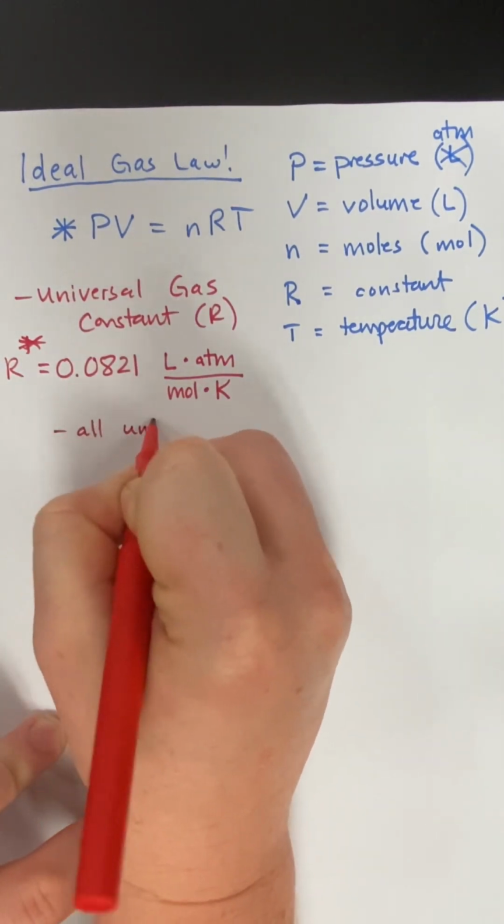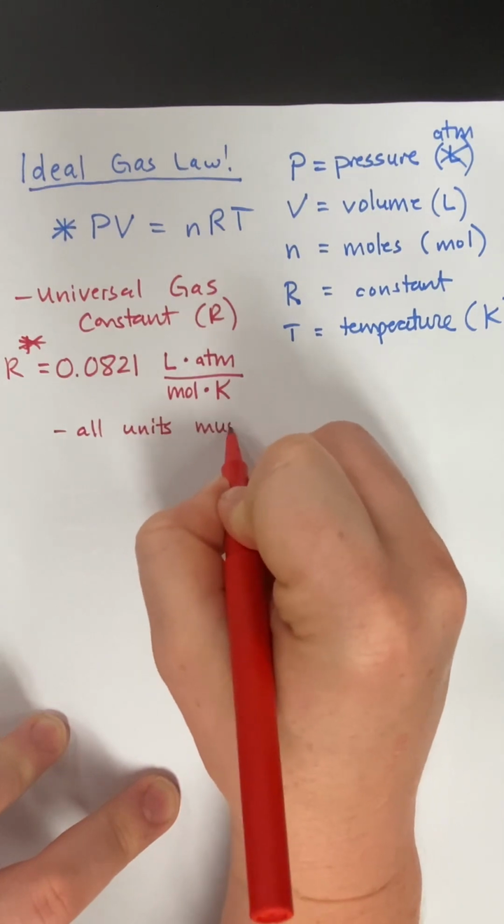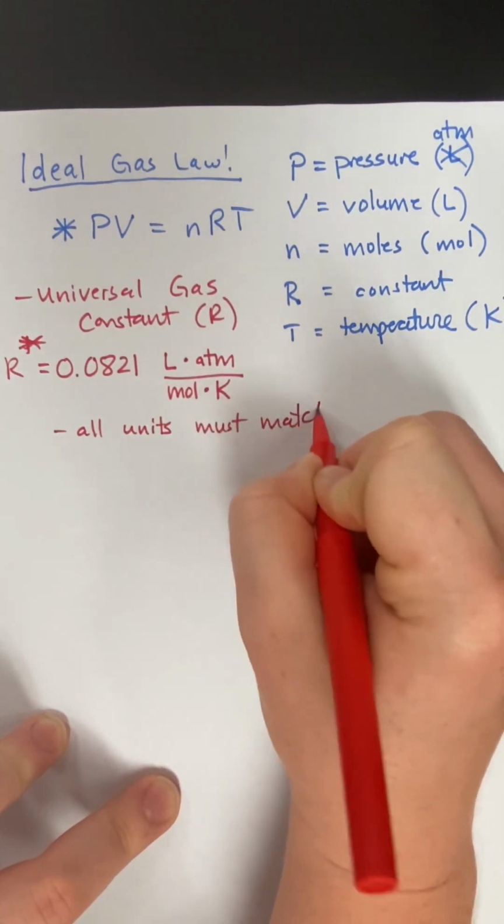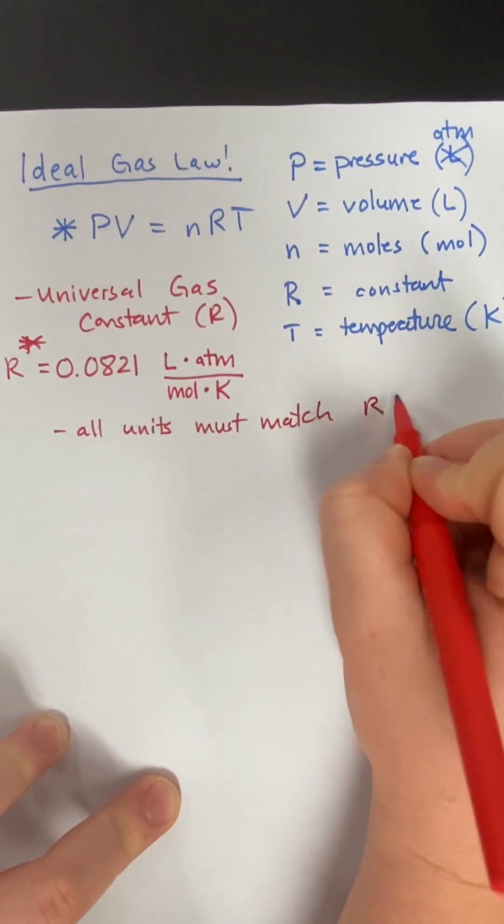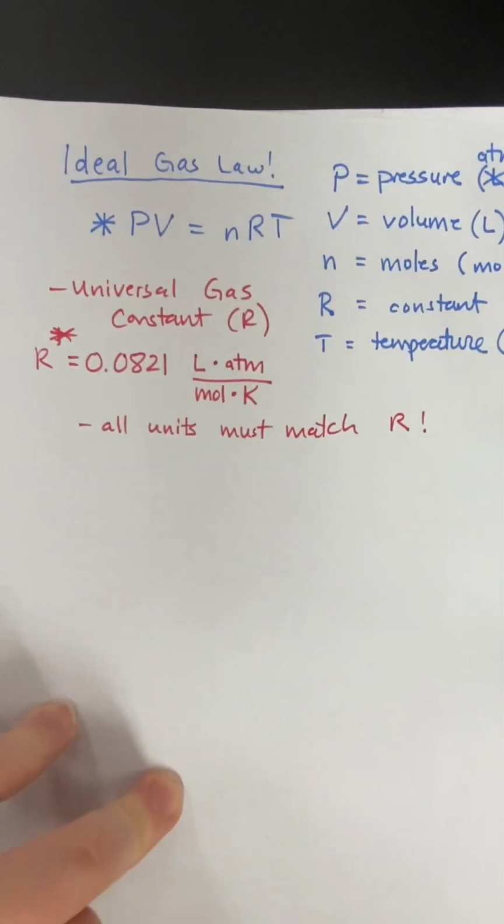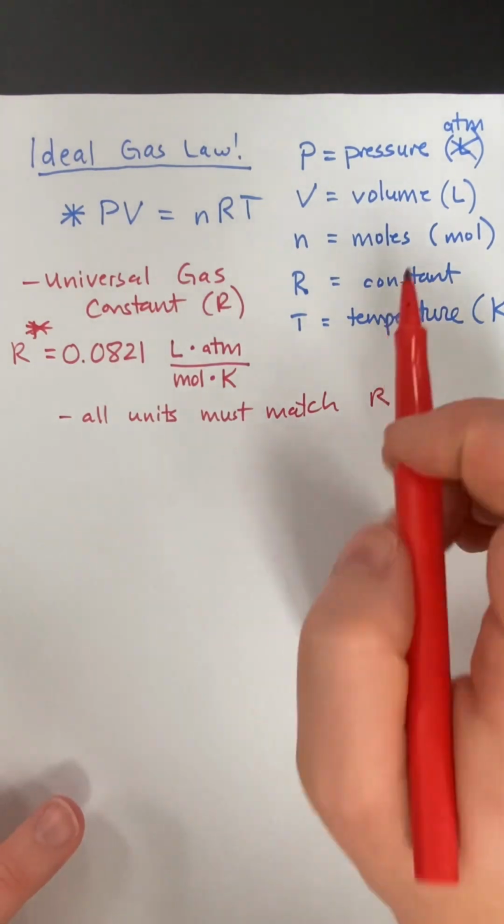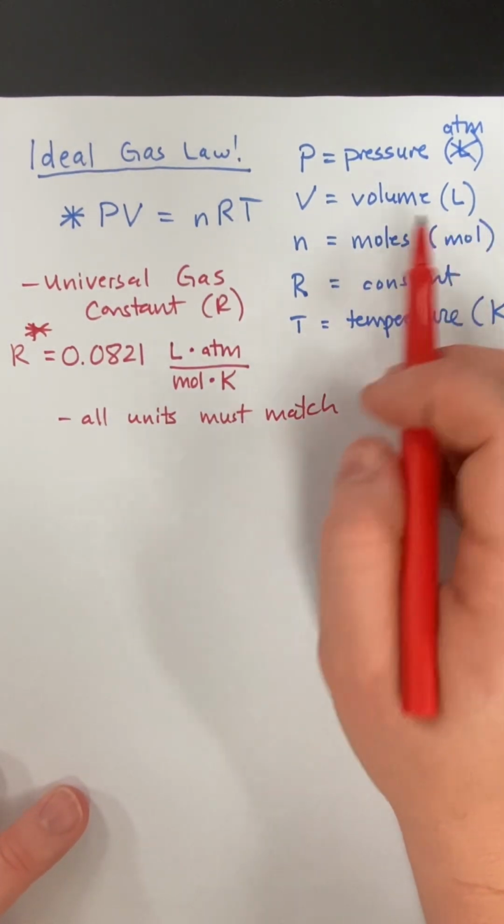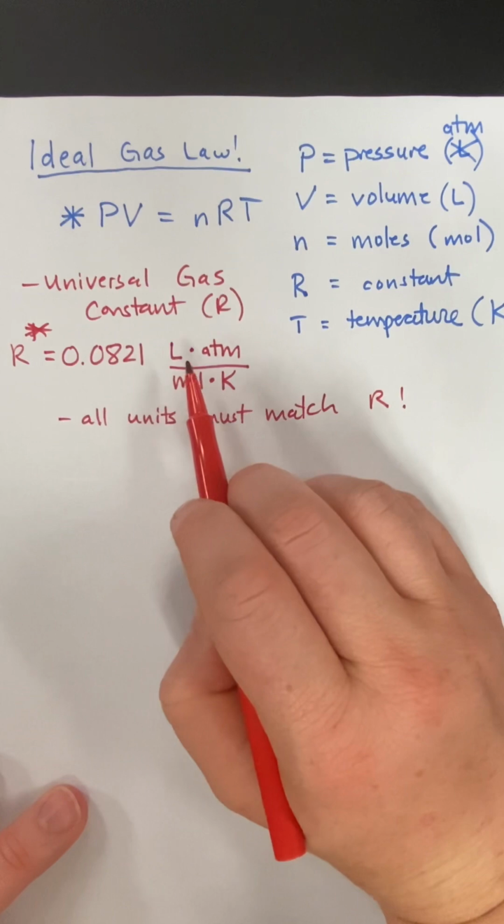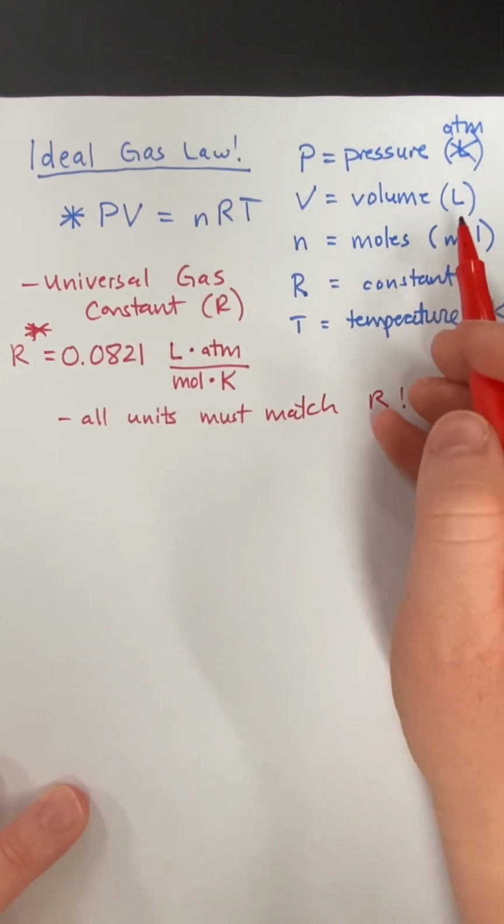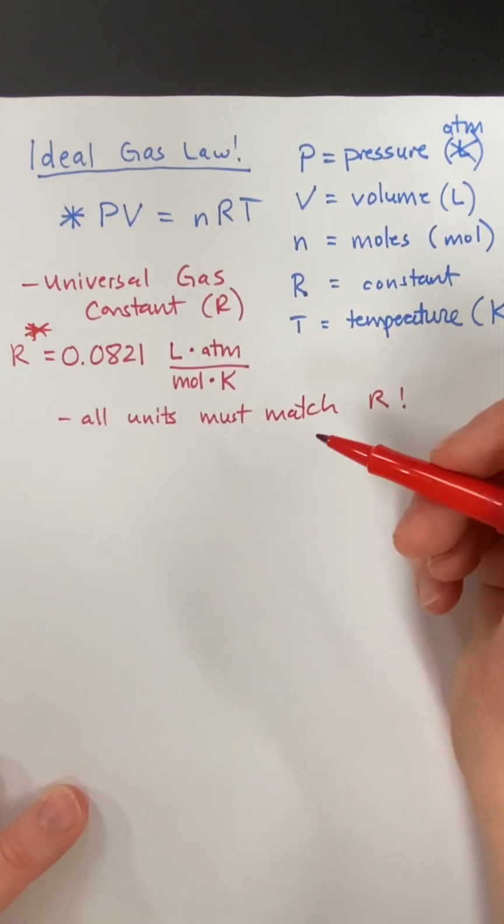all units must match R. Okay, all units must match R. What do I mean? If you have an example problem and they give you volume in milliliters, that doesn't match. You're not going to be able to use this number. You're going to need to convert from milliliters to liters and then plug it in.